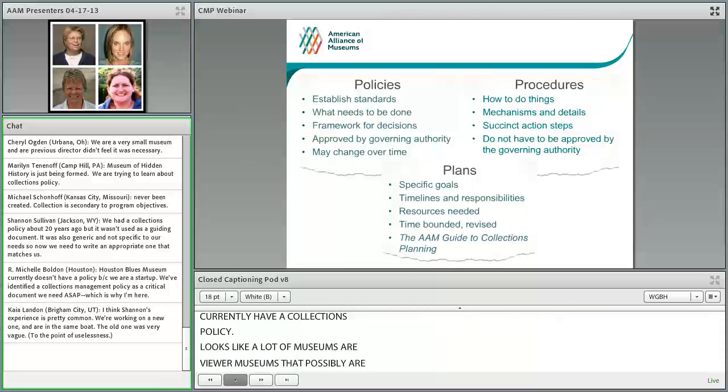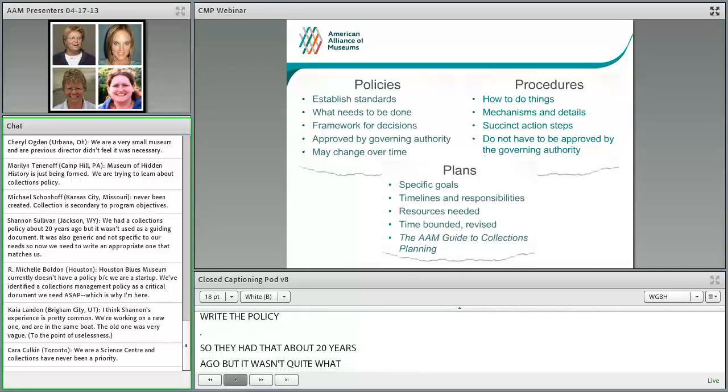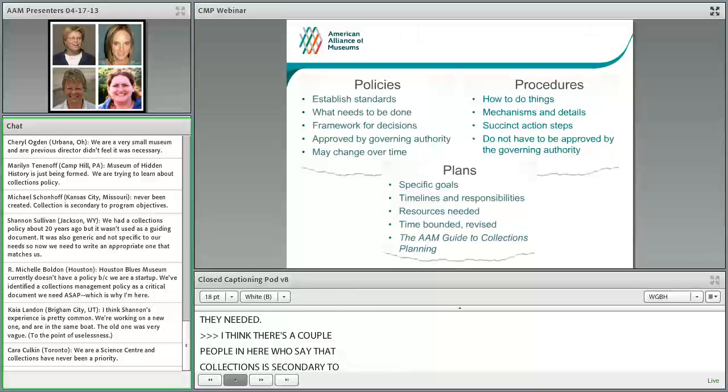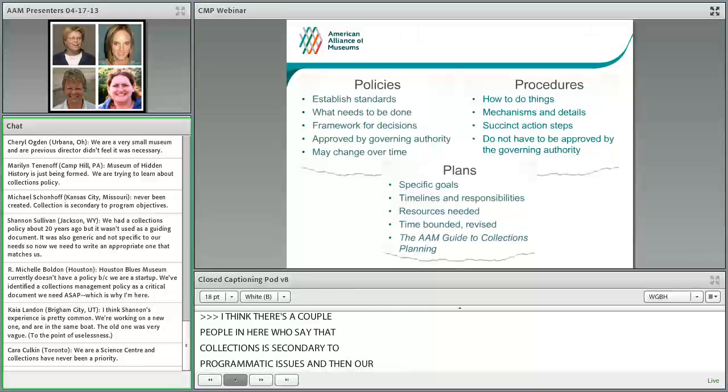And it looks like we had one person. Oh yes, Sharon Sullivan said they had one about 20 years ago, but it wasn't quite what they needed. So they're looking for some support on that. And I think there's a couple in here that say that collections is secondary to programmatic issues. And then our colleague in Utah talks about the old one being so vague to the point of uselessness, which I thought was very interesting.